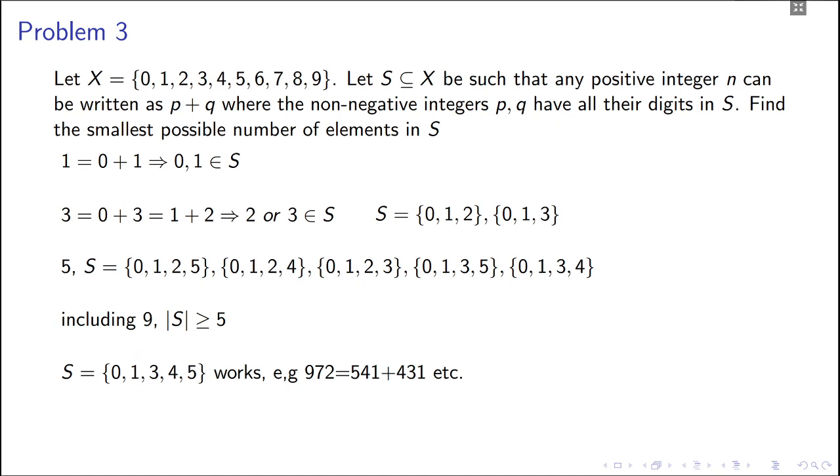So you have 972, 9 you can just split it, 5, 4, 7 split it as 4, 3, 2 split it as 1, 1. So any number you can just write from this set. So it's equal to 5. That's your answer. I think this was a very simple problem.